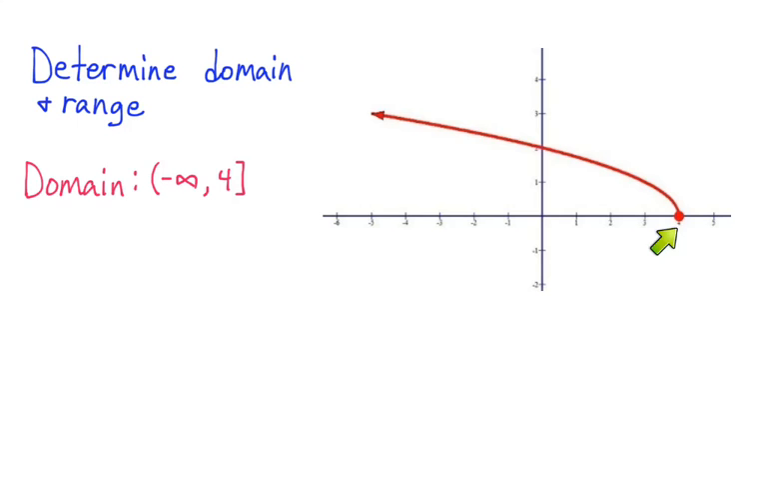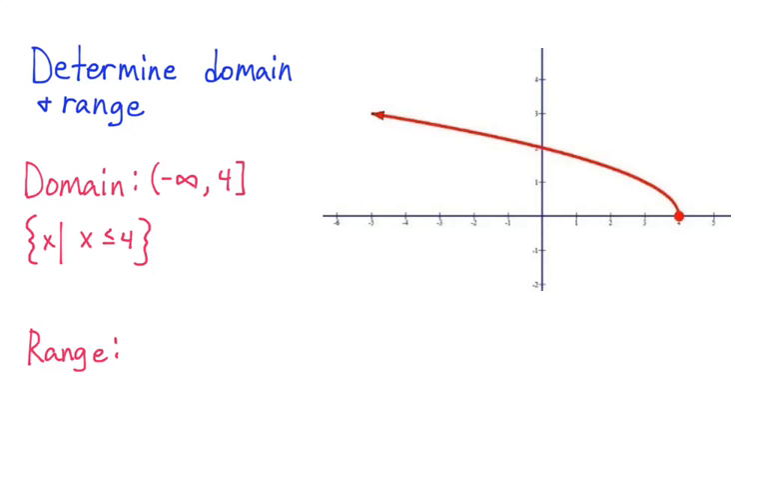And I do have a bracket on the 4 because I do have this closed dot here. And remember that infinity never can use a bracket symbol. So in set builder notation we would say all the x's as long as x is less than or equal to 4, because we want to include everything that's smaller than 4.